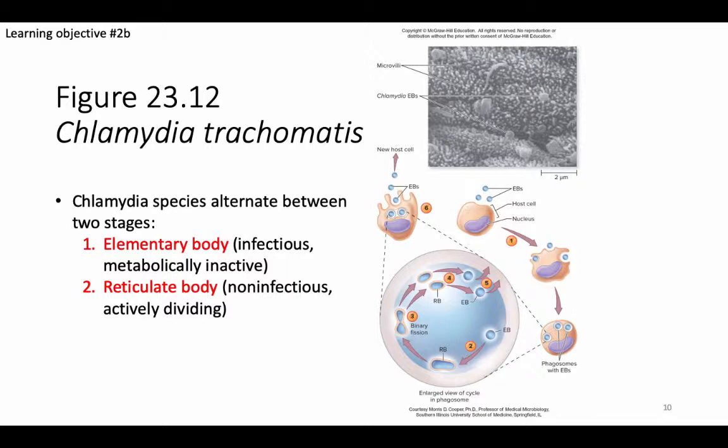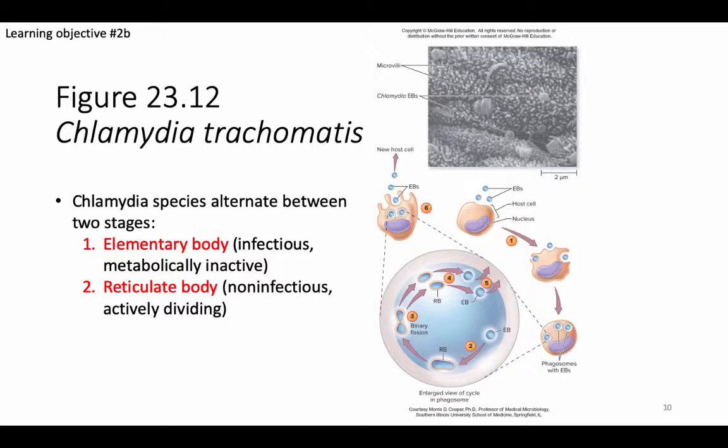So in this diagram from your book, we start at step 1, where we have a host cell, which is a human cell with the nucleus drawn. We have the Chlamydia trachomatis elementary bodies drawn as small blue circles. So the elementary bodies attach to the host cell and get ingested by the host cell. So within the host cell, they are now present in a phagosome. The enlarged view of the cycle in the phagosome is then shown with step 2, where the elementary body, once it's in the phagosome, will convert to a reticulate body.